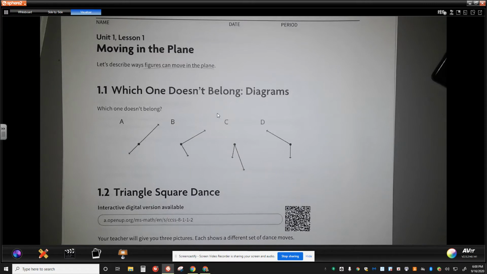Now, there's no right or wrong answer. I'm going to tell you that up front, but I'd like for you to decide for yourself which one doesn't belong and give a reason why. Please go ahead and write that down on your notebook paper. Pause the video for a minute, write it down, and then come right back and play it.